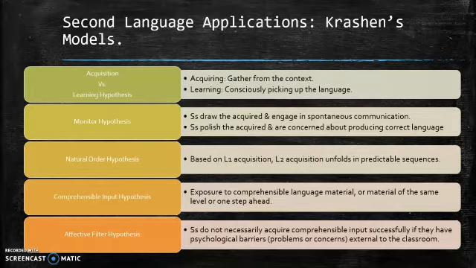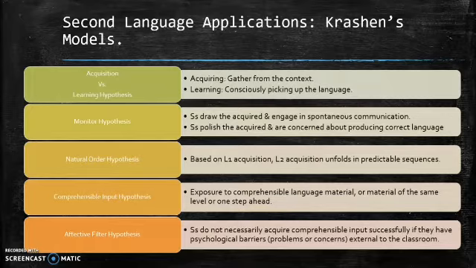Then the monitor hypothesis, it's when students draw on the acquired and engage in spontaneous communication. Students polish the acquired and are concerned about producing correct language. So this is basically related to what I was saying first in the acquisition versus learning. We gather a word or language function that we liked, and we try to implement that word or language function in our normal or spontaneous speech. We try to use it with our friends or with the teacher, and as we go by, we try to make our communication a lot more fluent or more correct.